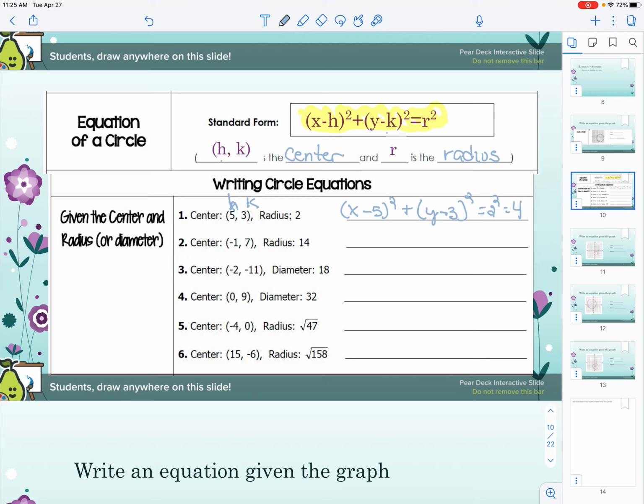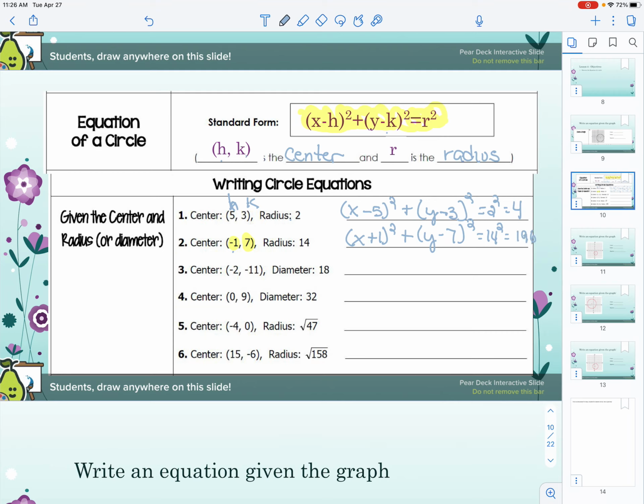Okay? So again, we take the opposite. Each of these values, we're going to take the opposite when we put them into the equation. So this will be X, the opposite of negative 1 is plus 1. The opposite of 7 is negative 7. So this will be minus 7. And our radius is 14 squared, which I think is 196.